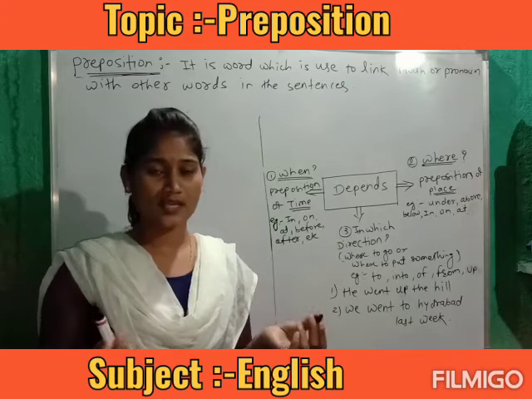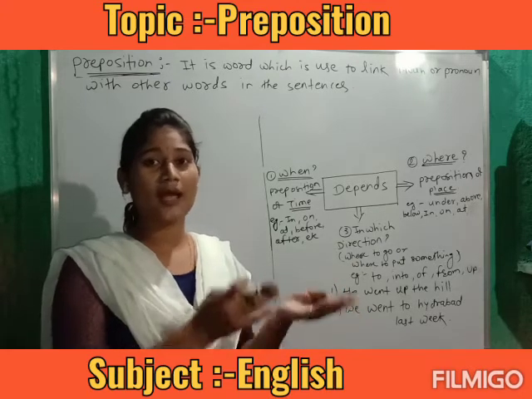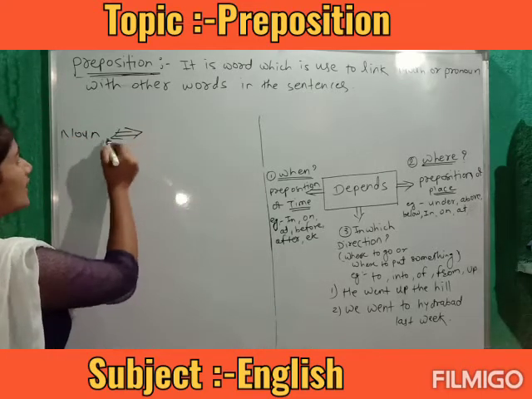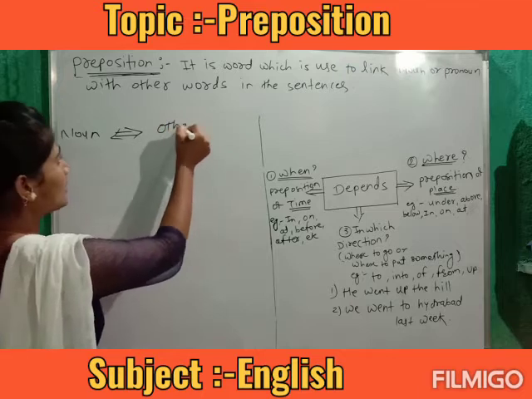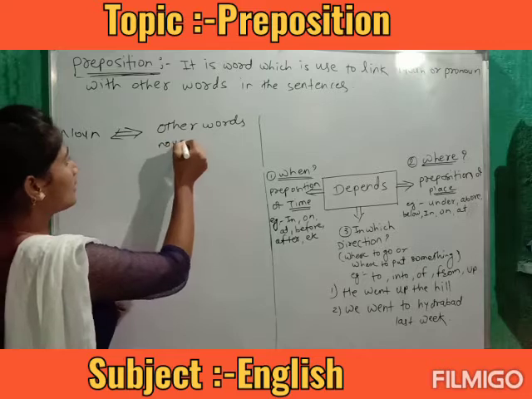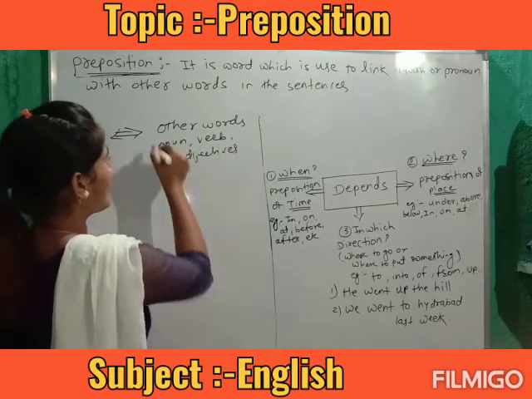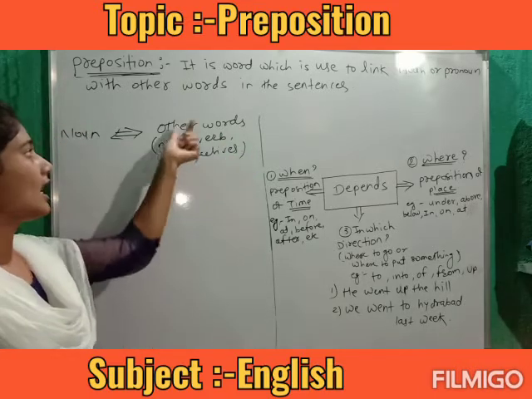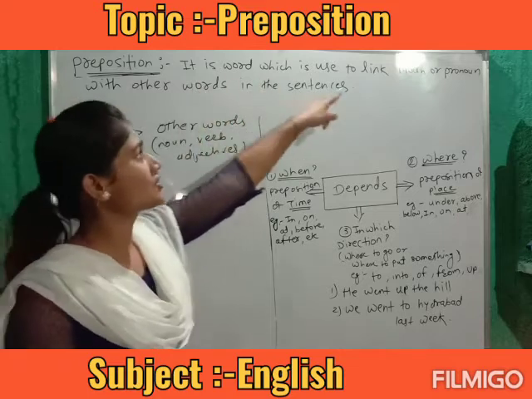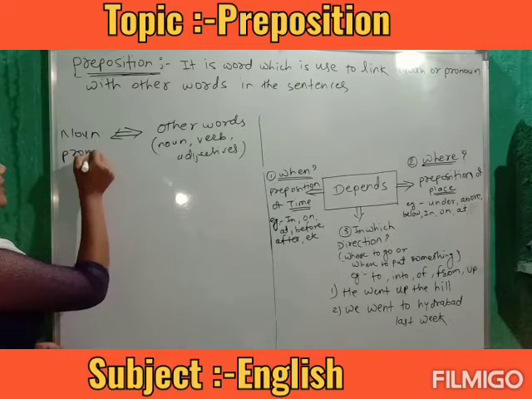Suppose we have two things. Here this is a noun, and suppose this is the other words. These other words include noun, verb and adjective also. It provides the link between the noun and the other words. These other words may be a noun, a verb, or an adjective. Anyone from these may be the other words. This is now the link. So it is the word which is used to link a noun or pronoun. This noun may be a noun, or sometimes it may be a pronoun.